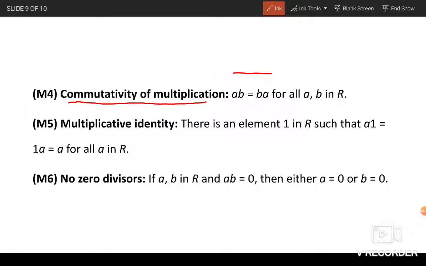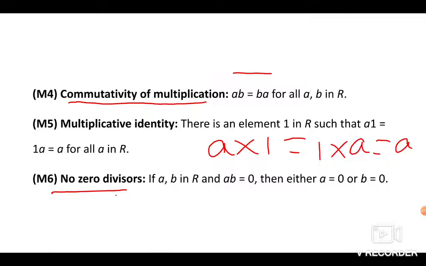What is multiplicative identity? We all know that the multiplicative identity is 1, that is A into 1 equal to 1 into A is equal to A. Next, no zero divisors: if A and B are in the set R and AB equal to 0, then either A equal to 0 or B equal to 0.